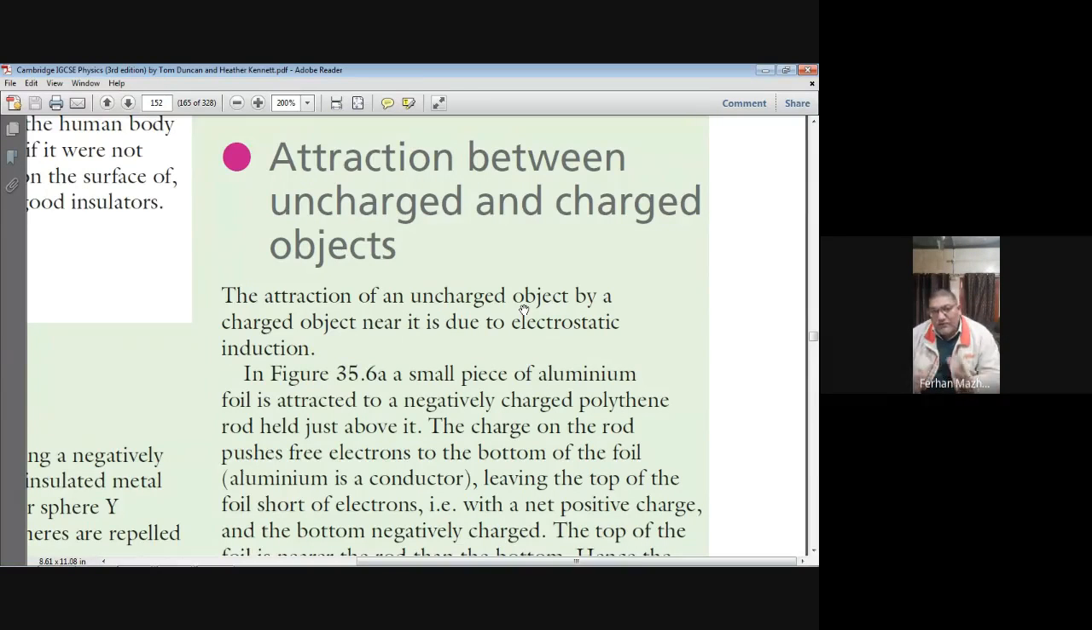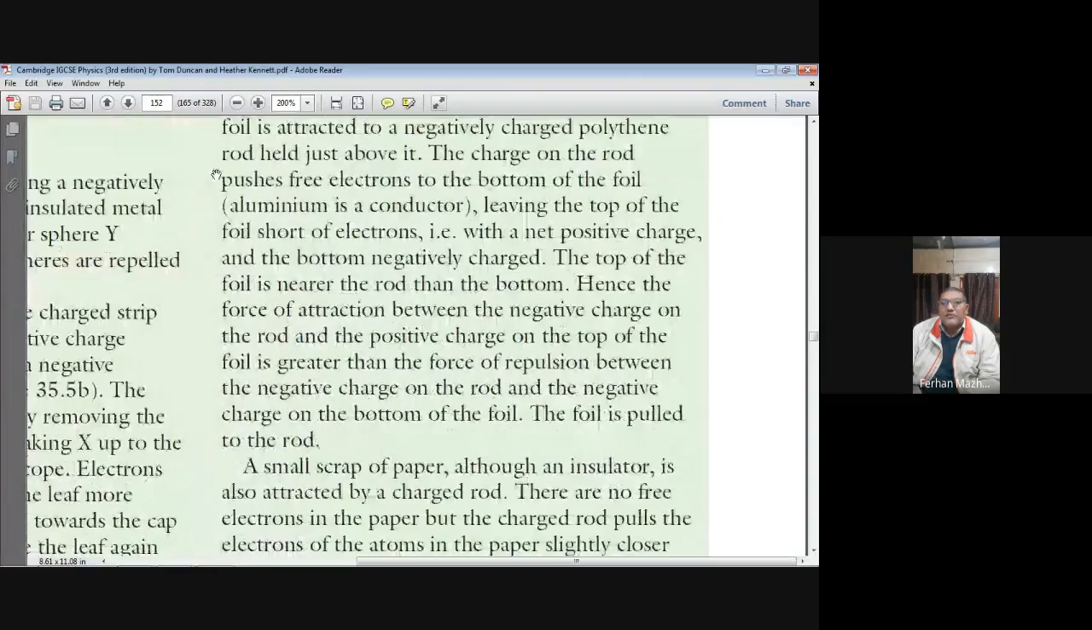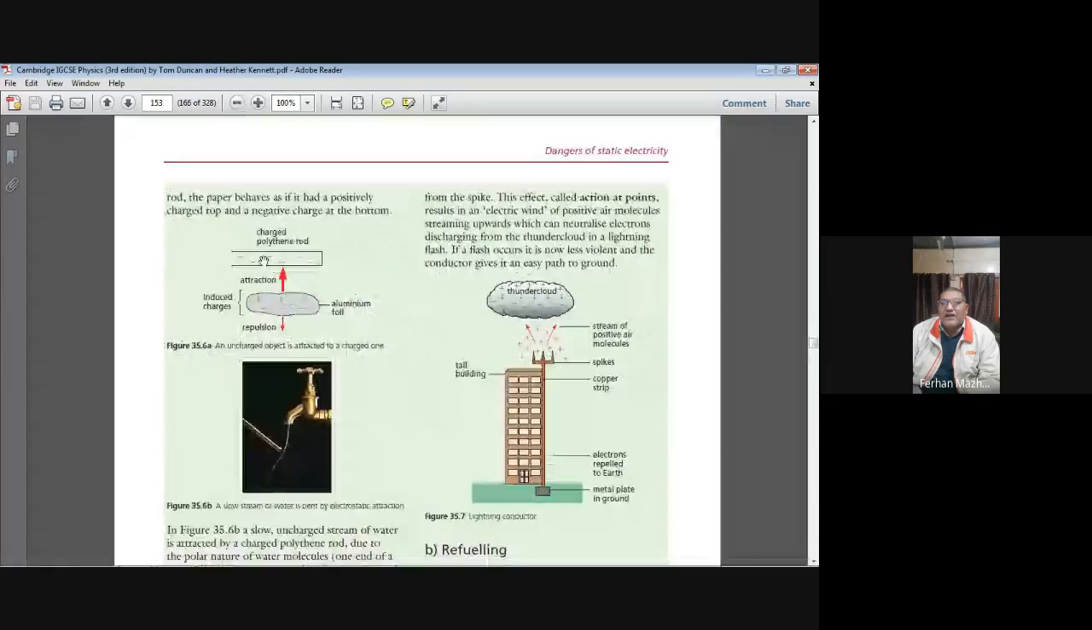But before we go into that discussion, let me explain a phenomenon in which, when you bring a charged body near an uncharged body, that uncharged body is attracted to the charged body. For example, let me show you a diagram. Okay, so on your screen we have a diagram.